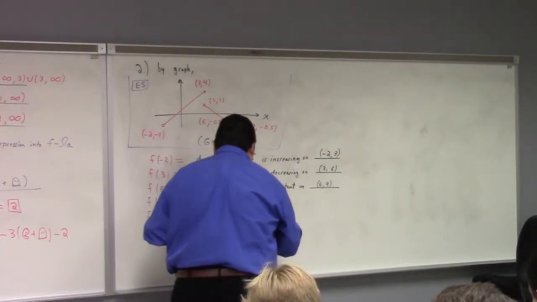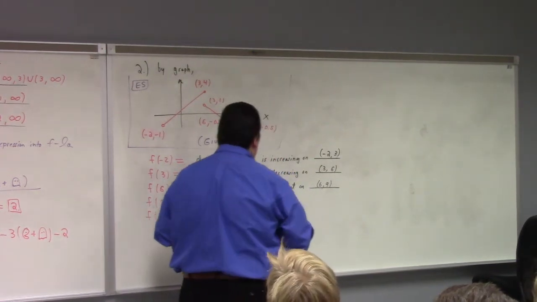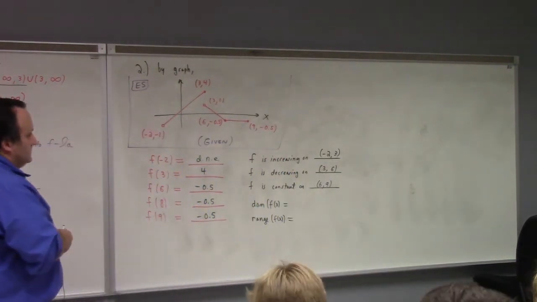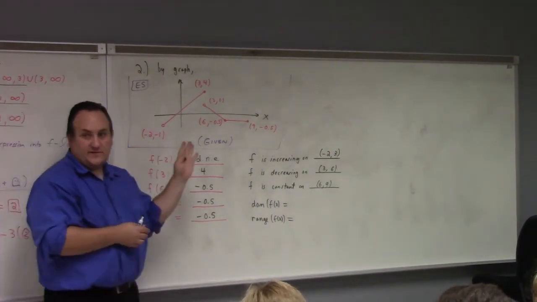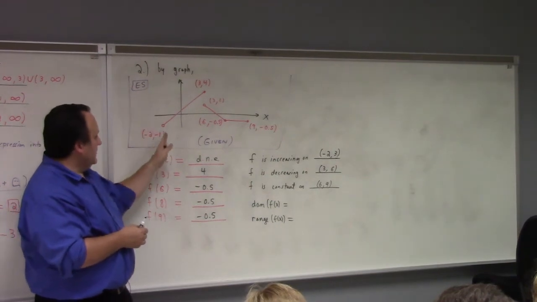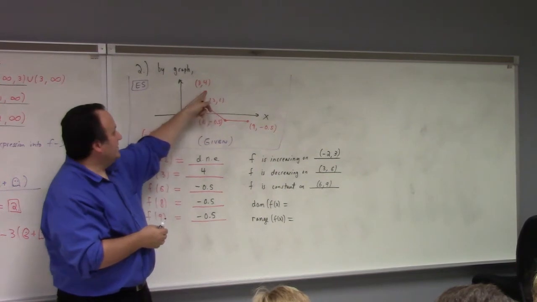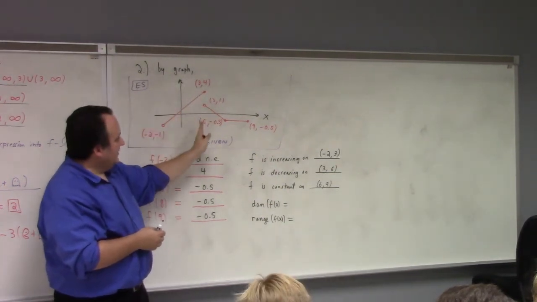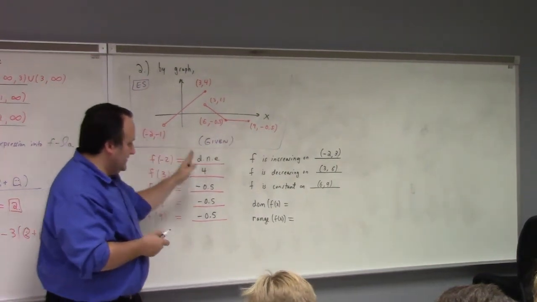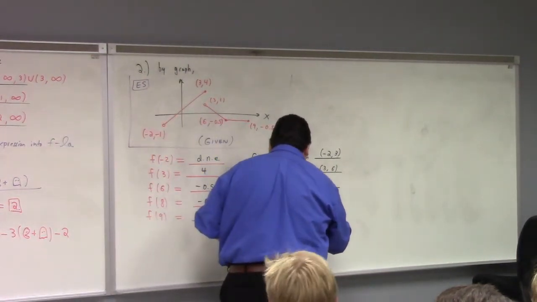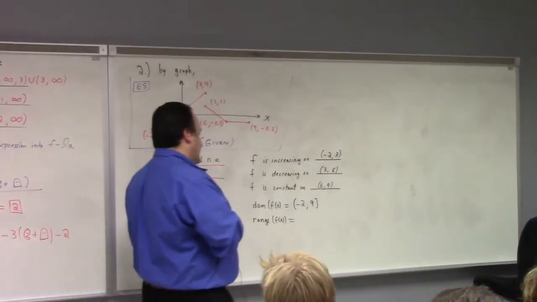And what's the range? So the domain is the allowed inputs, right? The allowed x values. So we're going from -2 not included all the way over here to 3, right? 3 is included up there, so it gets included. Then we keep going all the way over here to 9. So it looks to me like the domain is -2 not included, all the way over here to 9 included. So that's the domain.